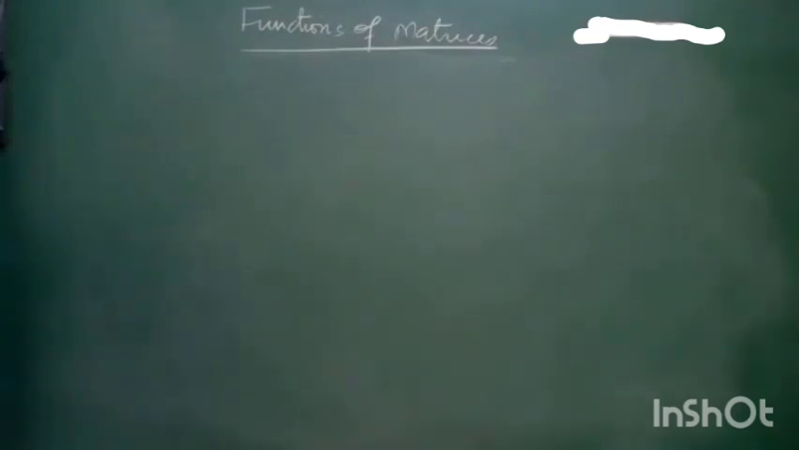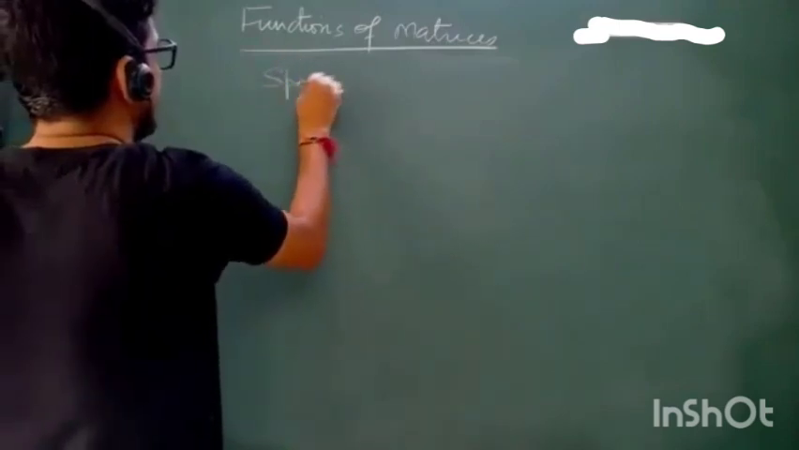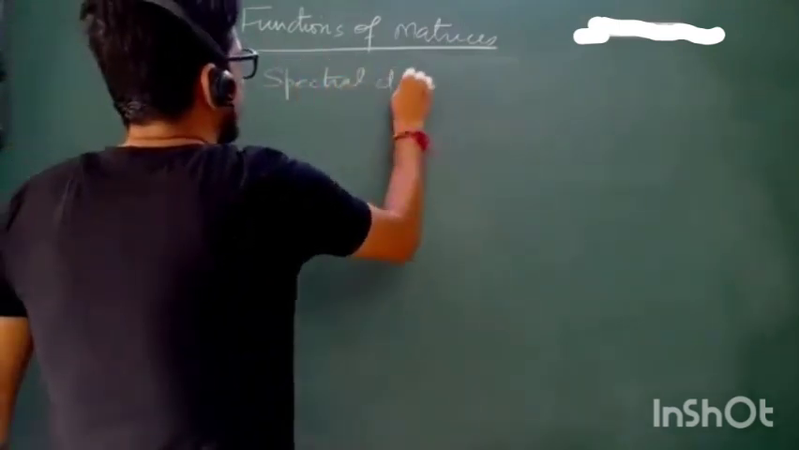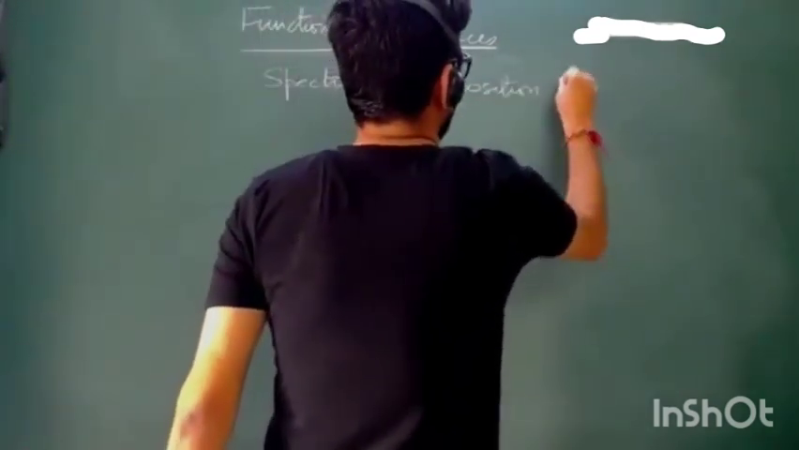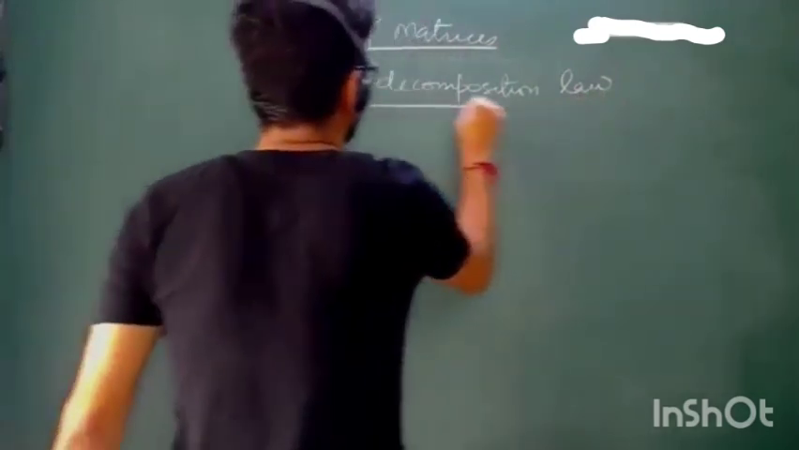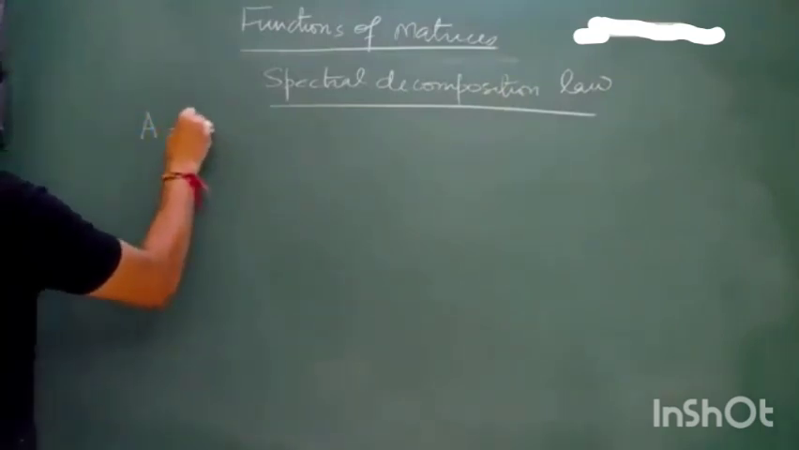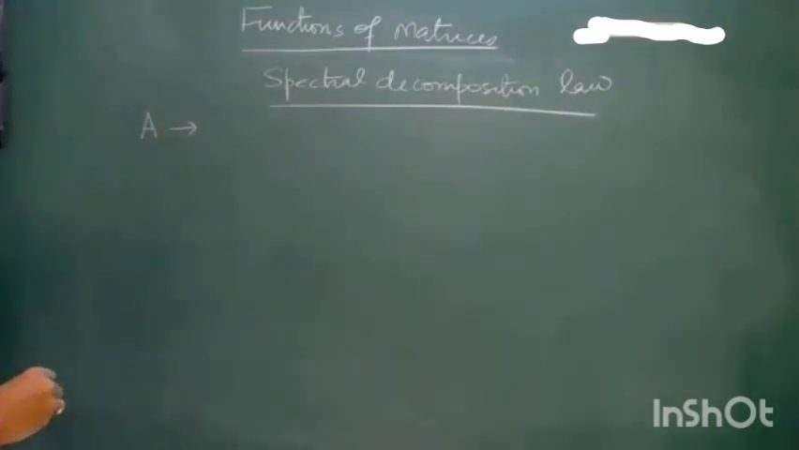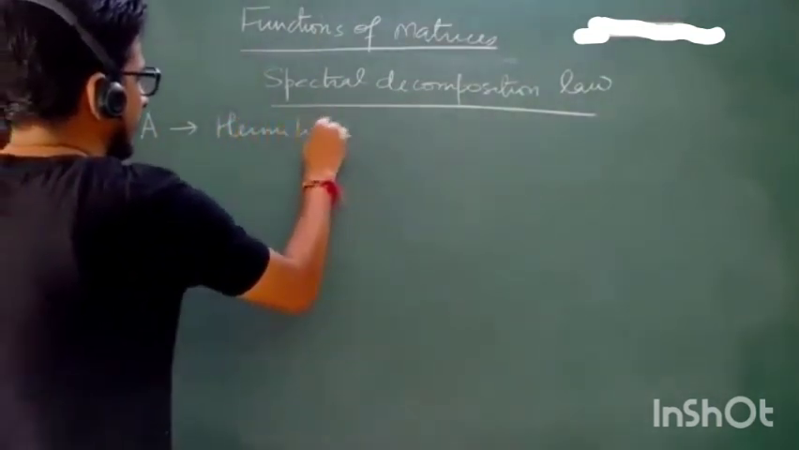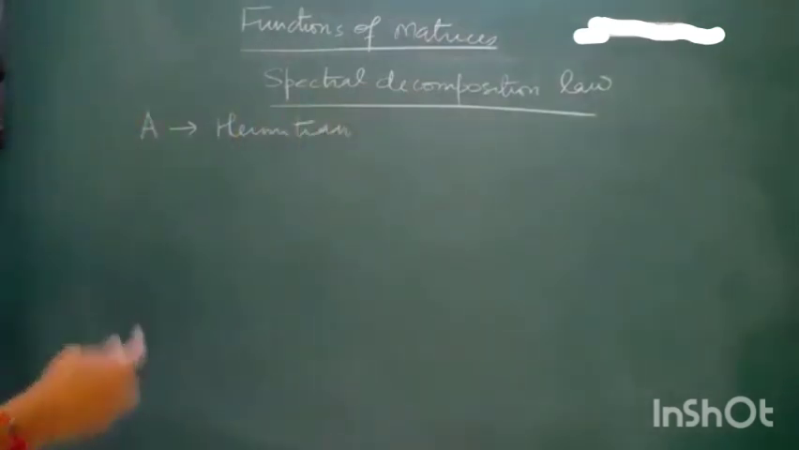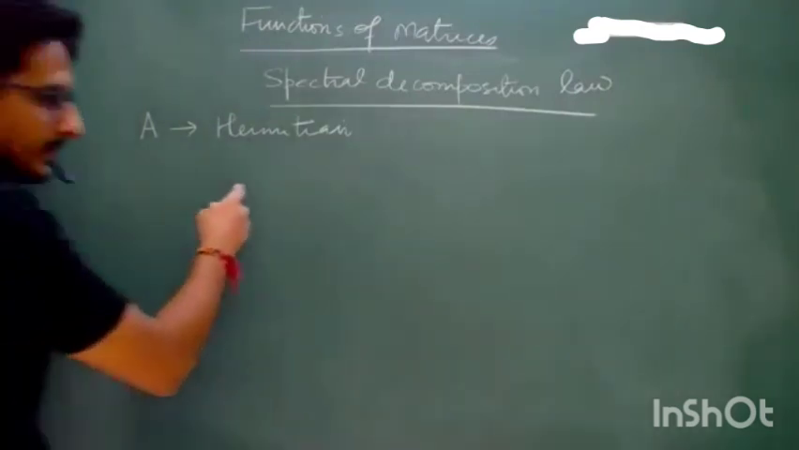And I will tell you a law which is known as spectral decomposition. Don't be scared by the name. Spectral decomposition law. So the spectral decomposition law is for a matrix A which is Hermitian. Like in quantum mechanics, we also use all matrices which are Hermitian because the eigenvalues are real. So it is something so beautiful.